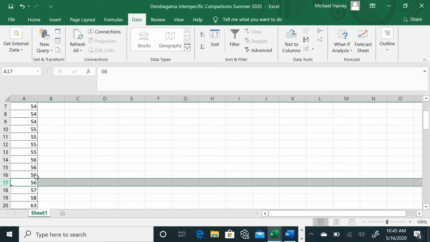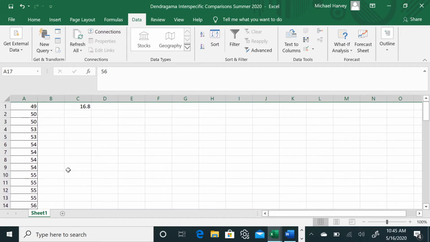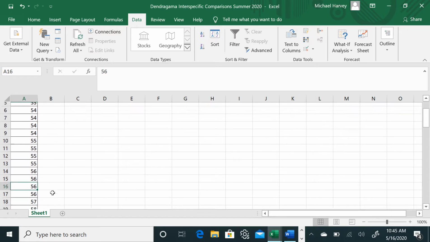Notice that the score for 17 is also 56. Then we use this formula where we take the 16th one, so 56, and then we add to it 80% of the difference between the two.